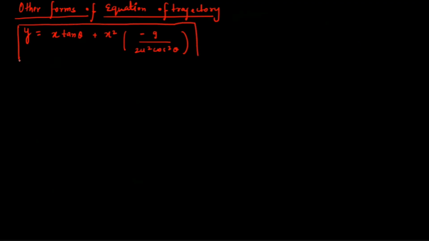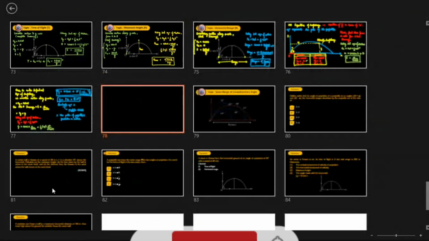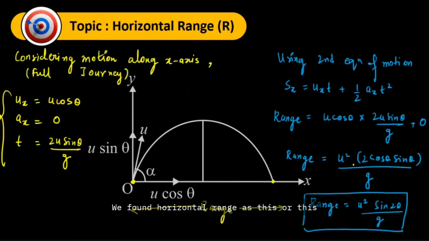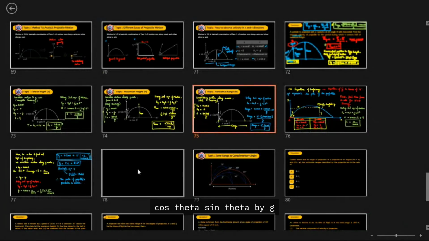Tell me, what is the horizontal range we found? We found horizontal range as this or this. So you can either remember u square sine 2 theta by g, or you can remember u square 2 cos theta sine theta by g. Let us try to use this one: u square 2 cos theta sine theta by g.